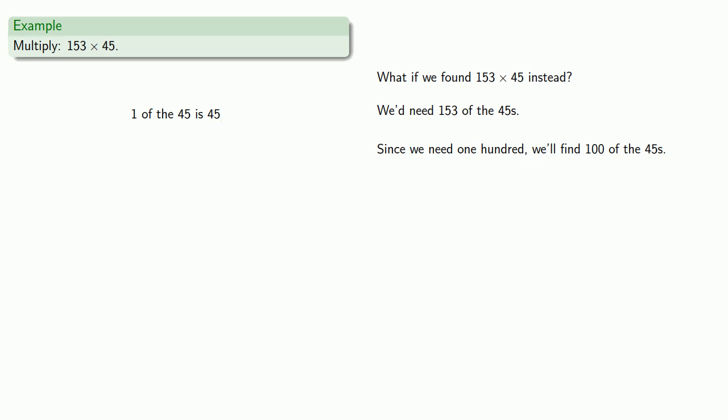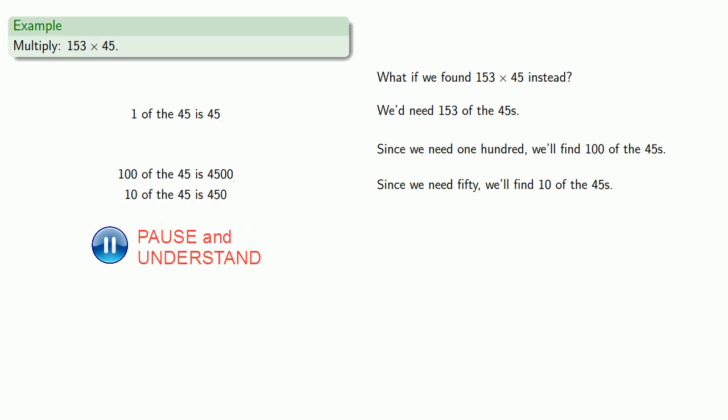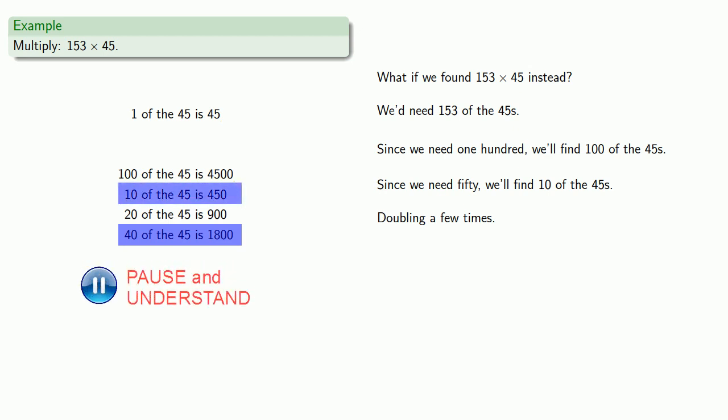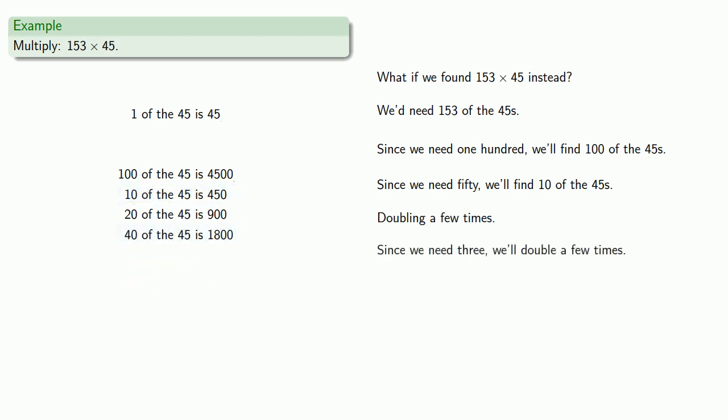And that's like multiplying by 10 twice, so 100 of the 45s is going to be 4,500. Since we need 50, we'll find 10 of the 45s first. That's an easy multiplication. 10 of the 45s is 450. And then we'll double our amount a couple of times. So 20 of the 45s is 900, and 40 is 1,800. And we can stop doubling because we have our 50 from the set of 40 and the set of 10. And finally, we need 3, so let's take our 1 and double it a few times.